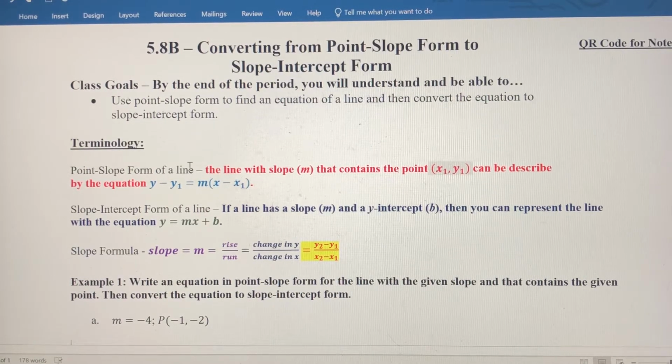So the point-slope form of a line, we know to be y minus y1 equals m times x minus x1. The slope-intercept form, we know that to be y equals mx plus b. And if we need the slope formula, you should know this. The slope formula is y2 minus y1 over x2 minus x1. So in this video, you're going to need all 3 of those things.